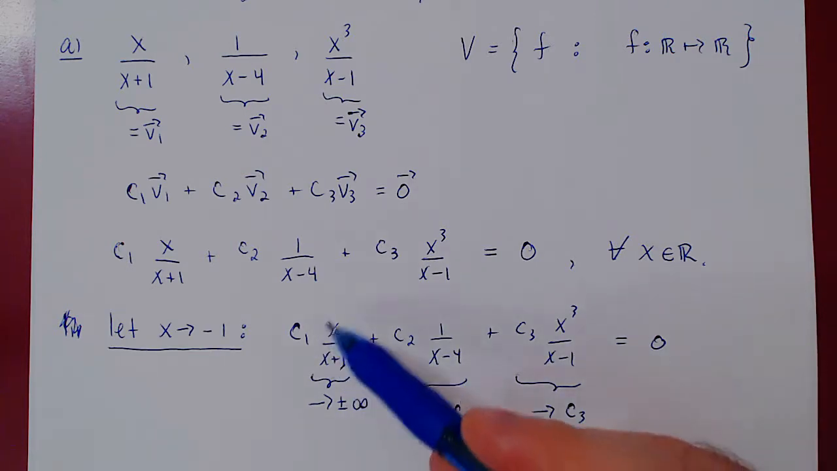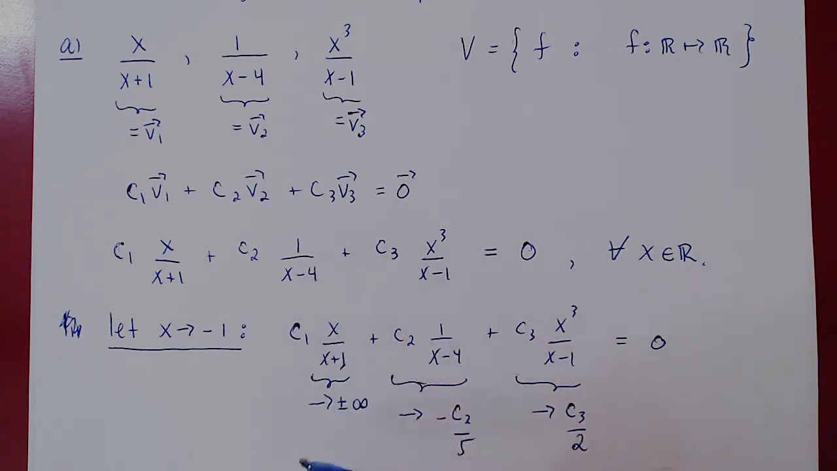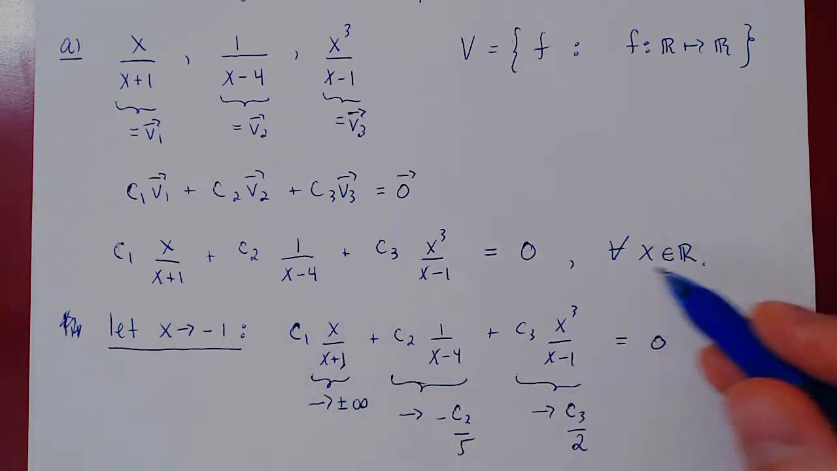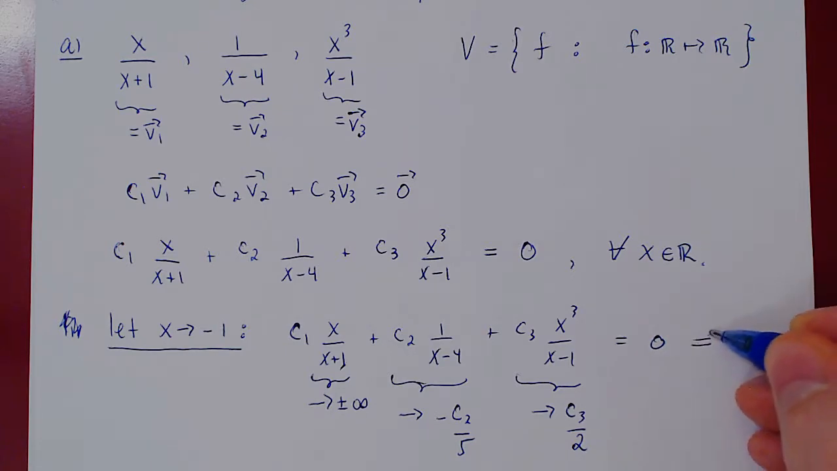This is impossible. If this term blows up to positive or negative infinity, because both of these are bounded, the whole thing would blow up to positive or negative infinity. But this can't be, because this is equal to 0 for all values of x. So the only possibility here is that c1 is equal to 0. This term cannot be here. And so c1 equals 0.